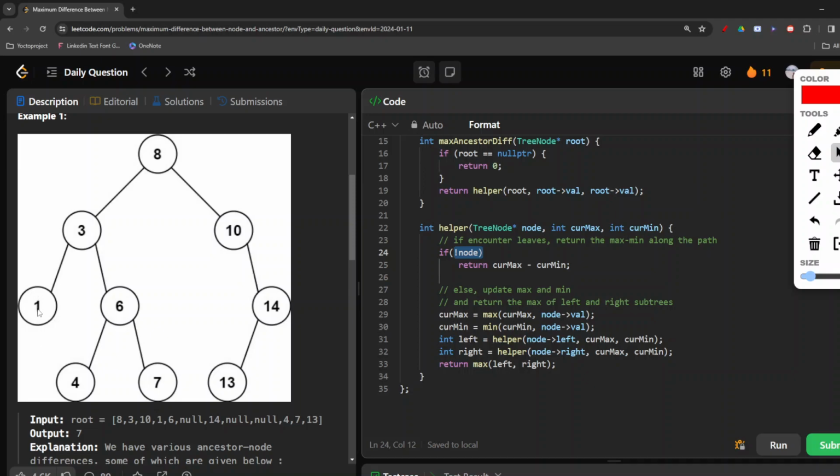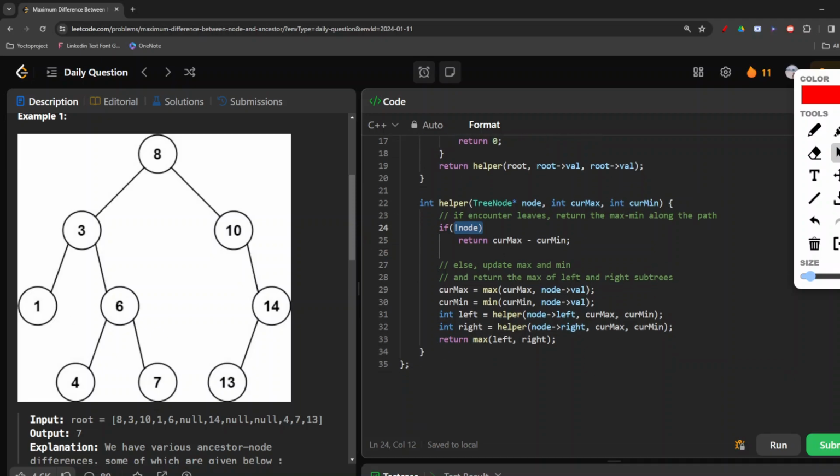So when it reaches a leaf node and goes ahead, it will figure out that there is a null, and at that point only it will be returning the current max and current minimum. And this was the base condition for this recursive function. And now, what is the main recurrence relation in this particular problem?